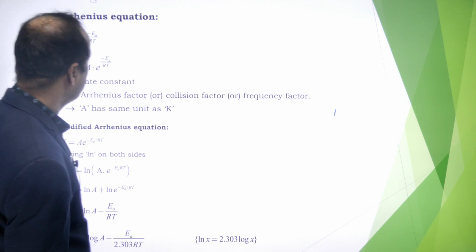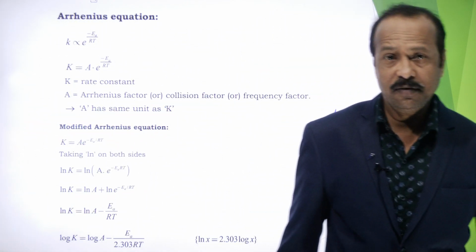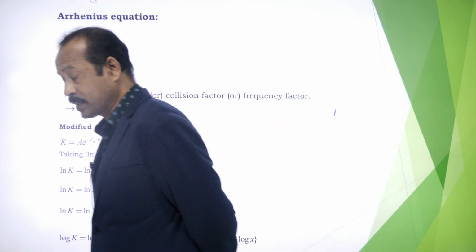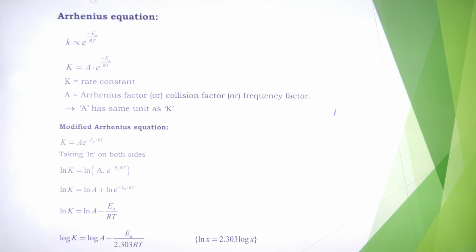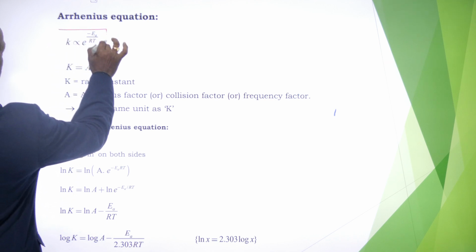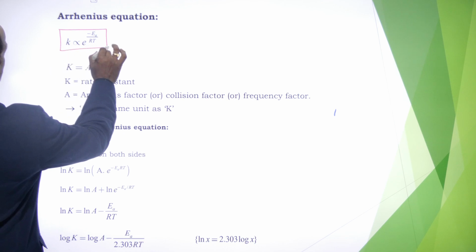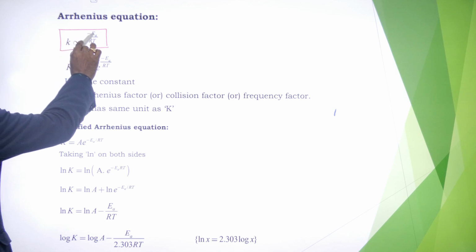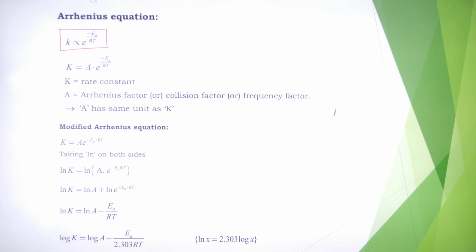Now see here, the Arrhenius equation. Arrhenius gave one equation to explain the rate of reaction and the factors on which it depends. Here, students, we are not going to discuss it in detail, because you need some basic knowledge of logarithms. So I am going directly to it. Arrhenius gave that K, the rate constant, is directly proportional to e to the power of minus activation energy by RT. Ea is the activation energy, divided by RT, right?